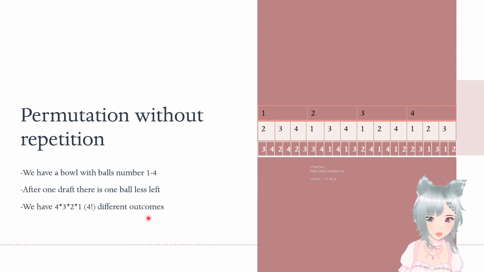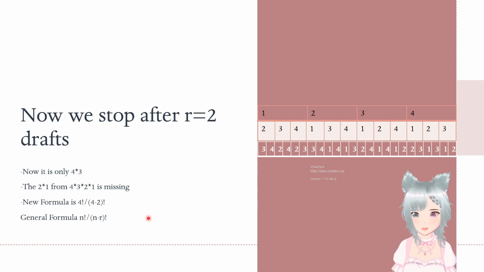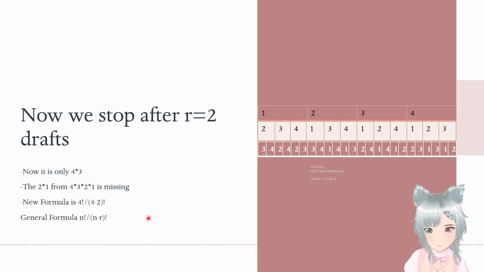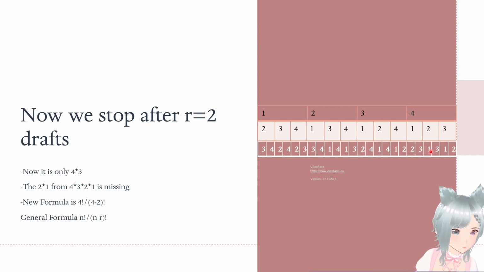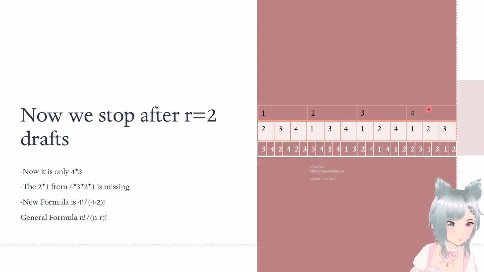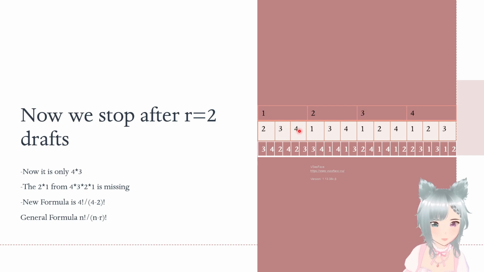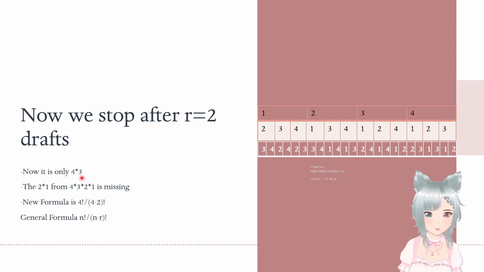But now we don't pull out all the numbers, we only pull out 2 numbers. So now we stop after r equals 2. So what happens now? You can kind of just disregard this whole section here. We only have the 4, and then 4 different solution sets for one pull, and then 4 times 3 different sets for the next pull. So we only have 4 times 3. And you can already see that from the 4 factorial, this little 2 times 1 is missing.